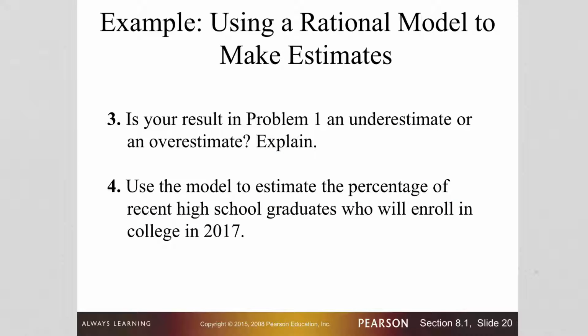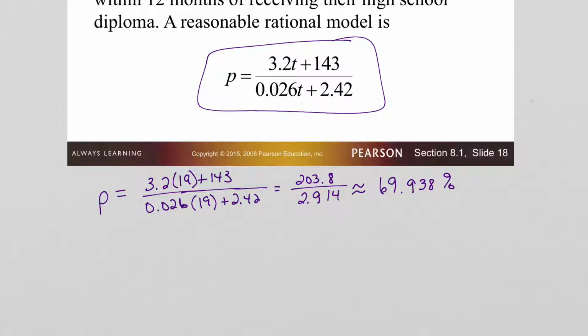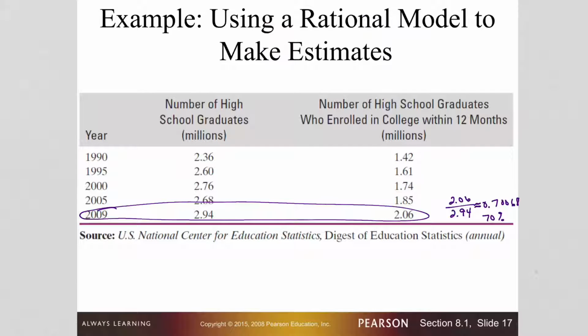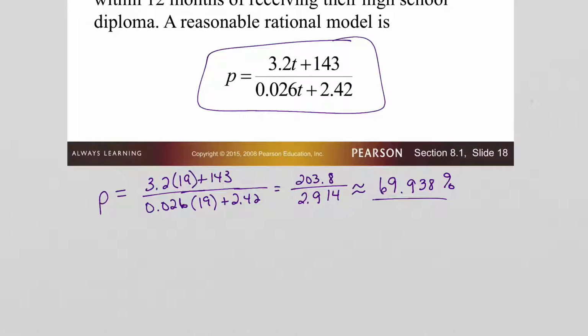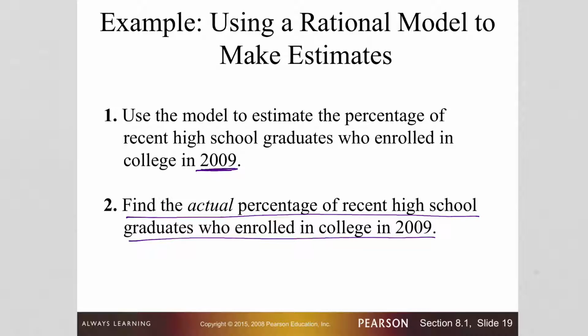So question 3 says, is your result in problem 1 an underestimate or an overestimate? Well, in problem 1, we got 69.938%, and on problem 2, we got 70%. So I would say that we would have an underestimate.